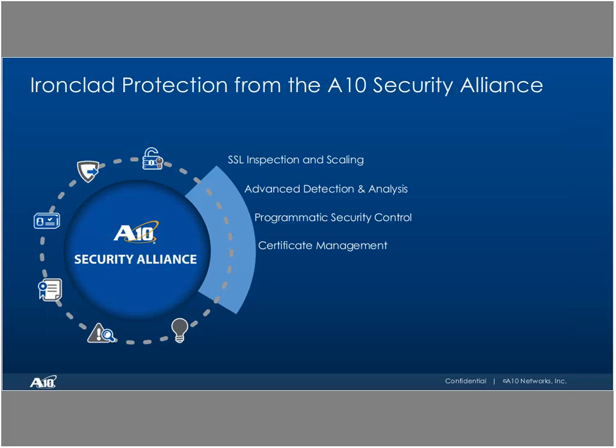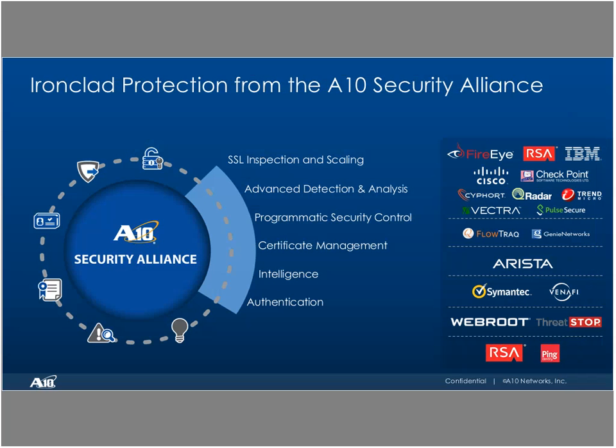So A10, a lot of times when organizations start decrypting traffic, they want to make sure that their traffic will work with the security products that are currently in their network. So we have developed the A10 Security Alliance, and we've partnered with FireEye, RSA, IBM, Cisco, Checkpoint, Cypher, QRadar, Trend Micro, Vectra, and PulseSecure, and more to help inspect that SSL traffic.